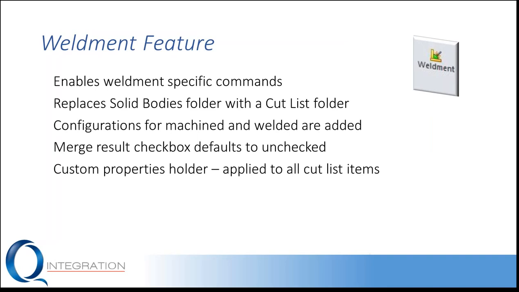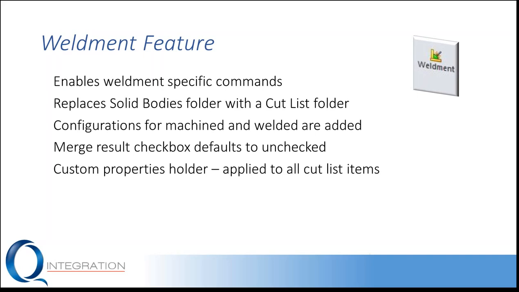Now when we're working with a part, at any time I can make that part a weldment, and we simply do that by clicking on the weldment feature. And when I do this, it's doing a few things for me. It's enabling weldment specific commands, things like the structural member command and the trim extend command. But it's also replacing the solid bodies folder with a cut list folder. And so we can take advantage of the different cut list items, grouping those together, and using the weldment cut list on a drawing.